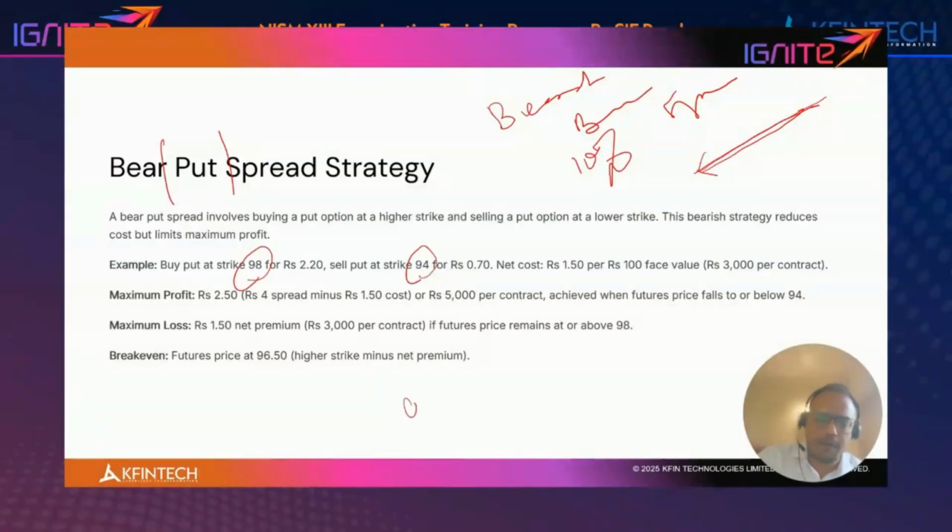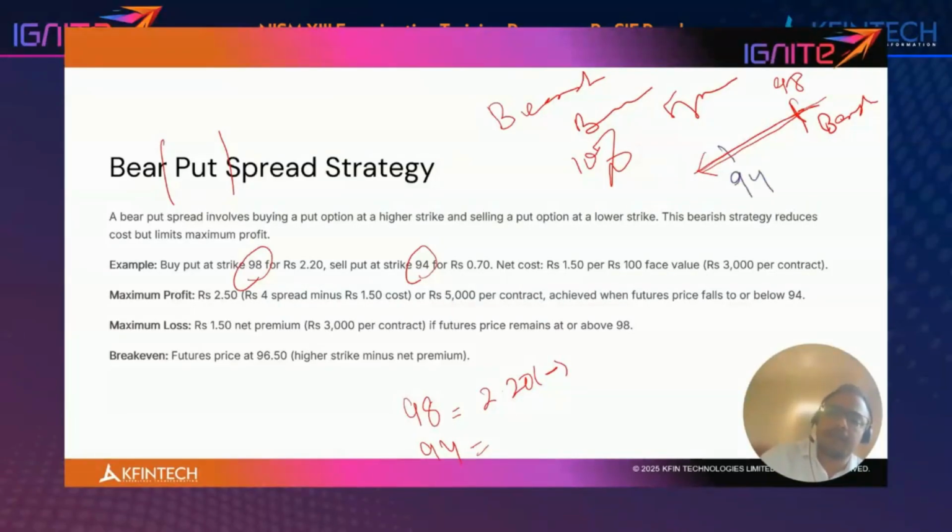So what will I do? I will buy the put at 98 and I will pay the premium of 2.20. So this is a premium which is already gone out of the pocket. And I will sell a put at 94. Why will I sell a put? Because I am bearish at 98, but I'm bearish only up till 94. I don't feel that it will go below 94. So if I'm buying a put at 98 to negate this contract, I will have to sell a put here. So that's what is written over here. Buy a put at 98, sell a put at 94.